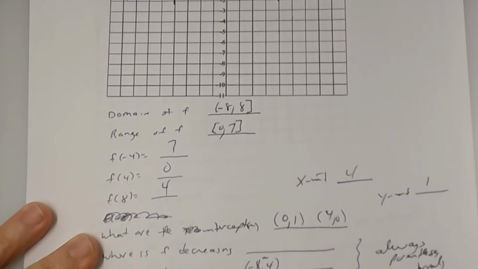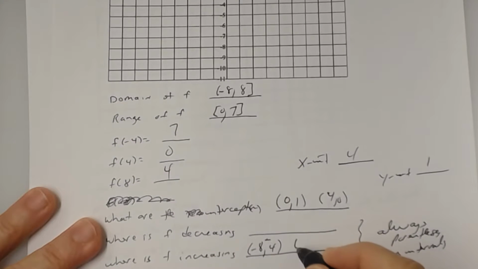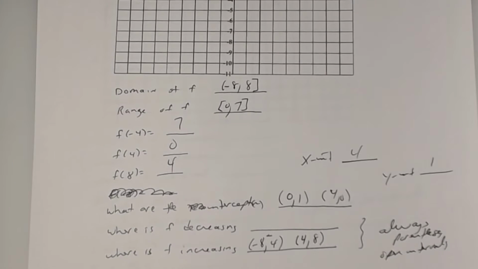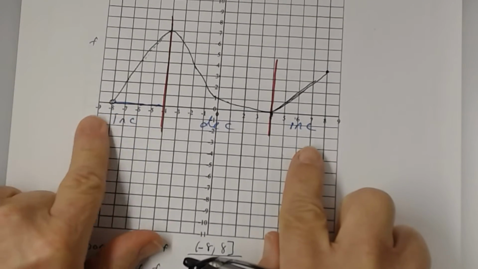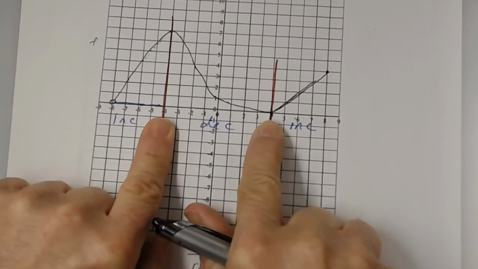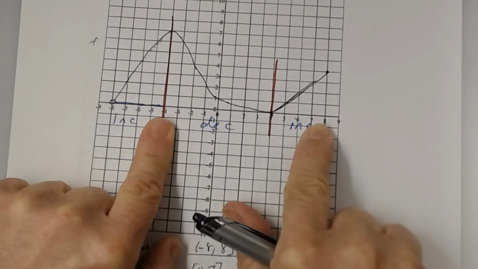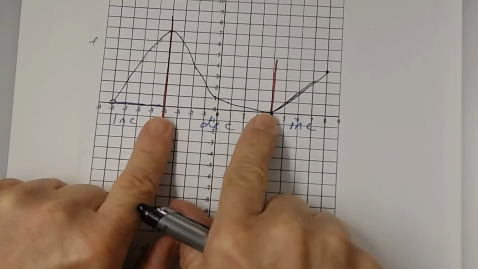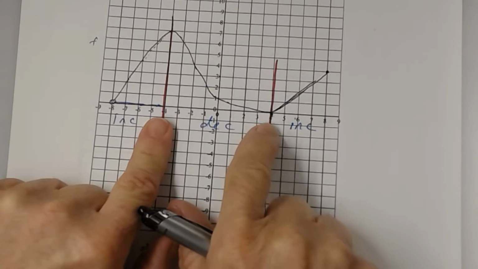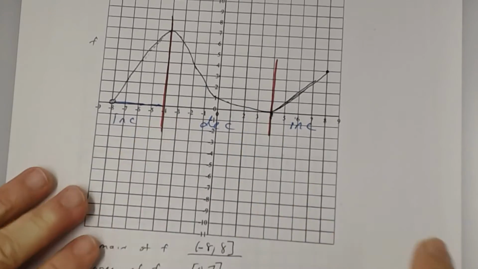Where else is it increasing? 4 to 8. That's also where it's increasing. So it's increasing in two intervals. What are the two intervals? -8 to -4 and 4 to 8. Okay. Where is it decreasing? Between what two numbers? -4 and 4.